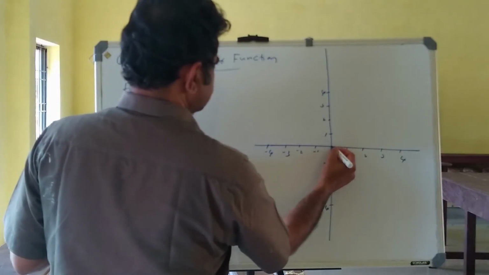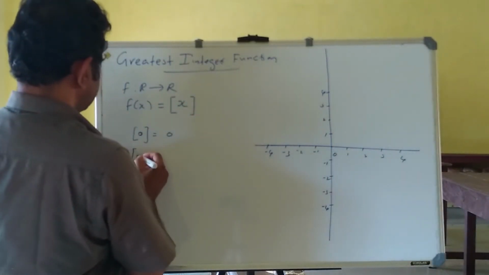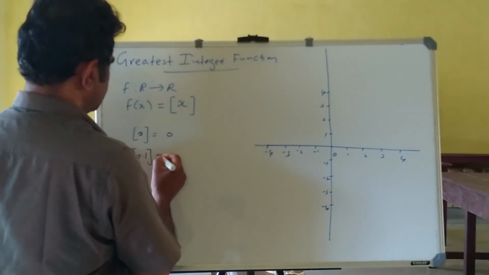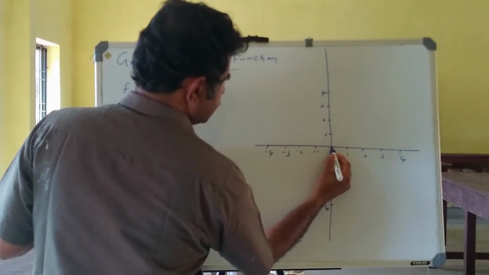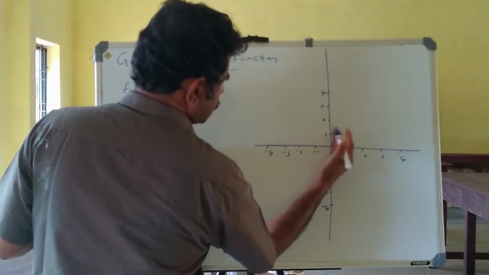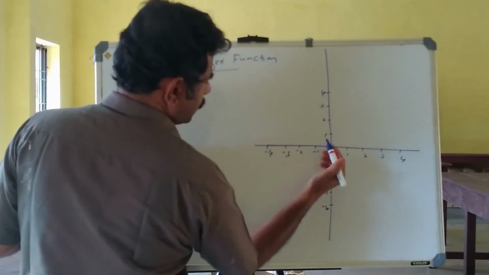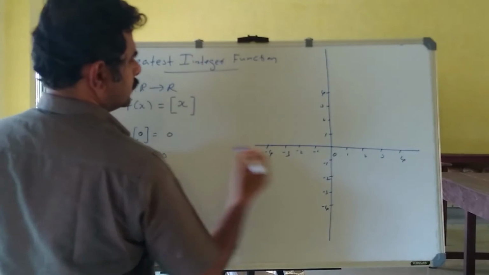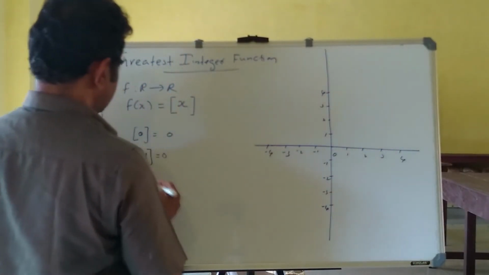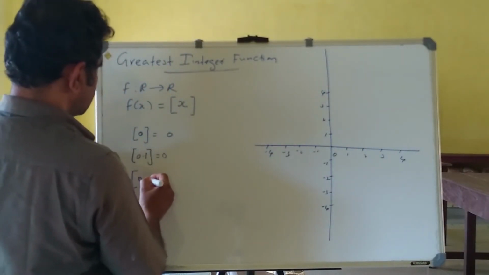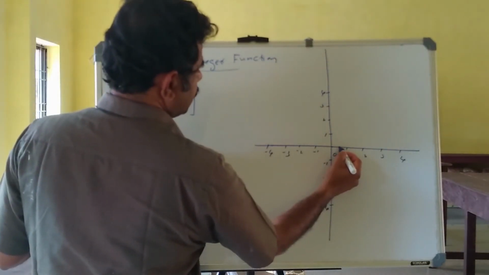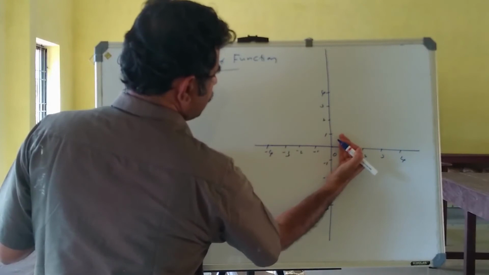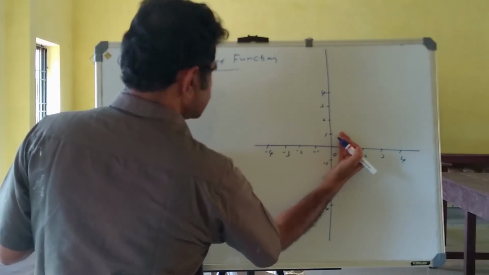This point. Greatest integer of 0.1? 0.1 means the point just after the 0. So up to this, the greatest integer will be what? 0 itself. So 0 here. Then for example, greatest integer function of 0.5. 0.5 means this one. Greatest integer value up to 0.5 means what? 0.